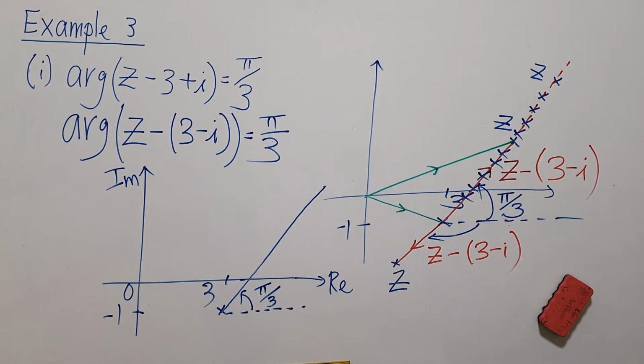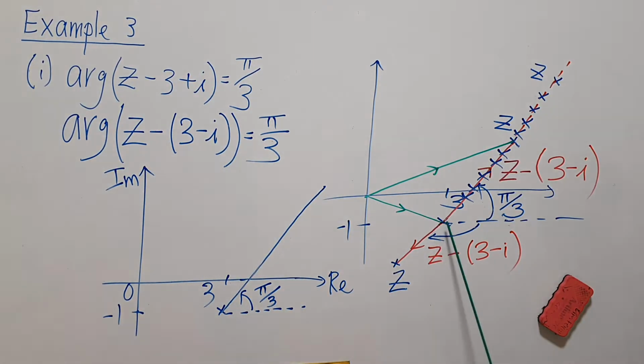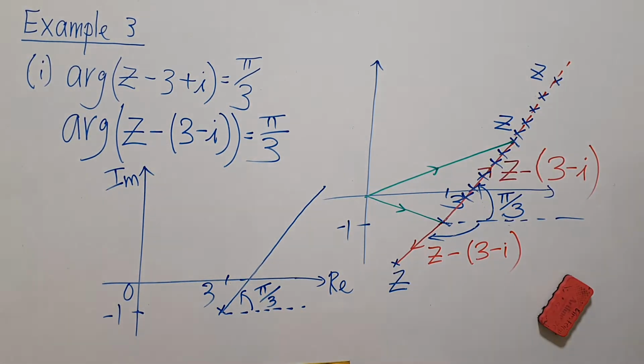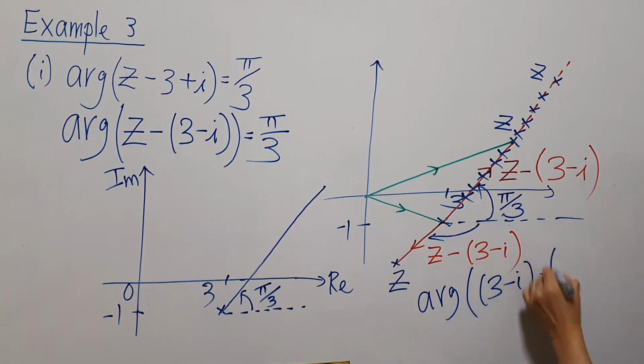To push you a bit further, do you think that a point here will satisfy this equation? Which means if your z is exactly the same point, 3 minus i. If z is exactly the same point as this, which means if z is 3 minus i, would this equation be satisfied? Let's see again. If your z is exactly this point, then your equation becomes what? Your left hand side becomes 3 minus i minus 3 minus i. And what do you have?